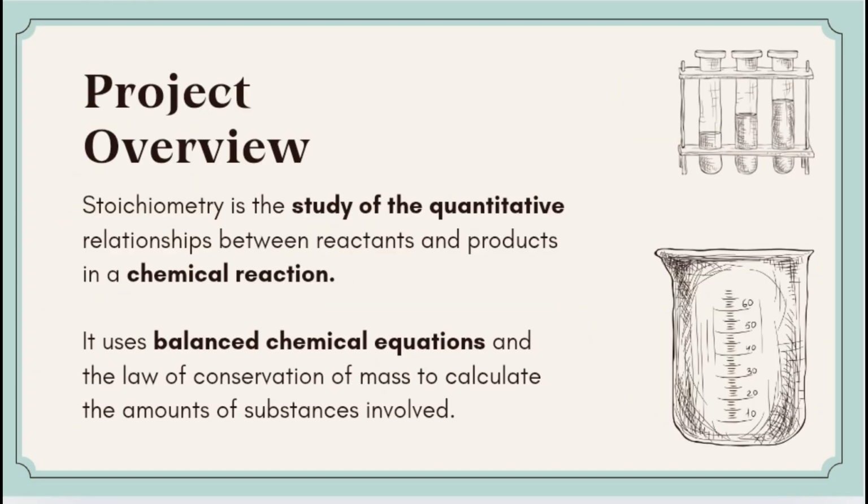Stoichiometry is the study of the quantitative relationships between reactants and products in a chemical reaction. It uses balanced chemical equations and the law of conservation of mass to calculate the amounts of substances involved. We're going to explore this further in this video.